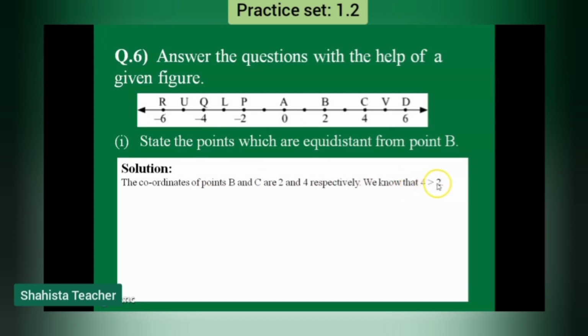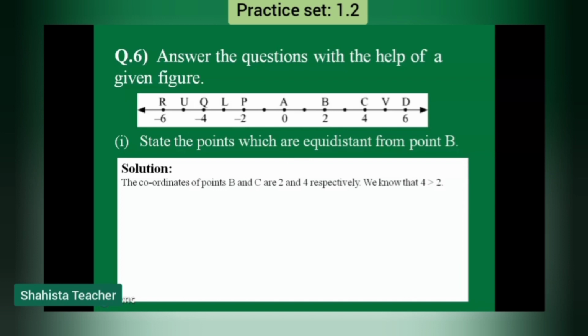We know that 4 is greater than 2. Why? Because they both are on the right hand side. Both numbers are on the right hand side. So 4 is greater than 2. Is that clear? After this, here we are finding the distance of B and C.